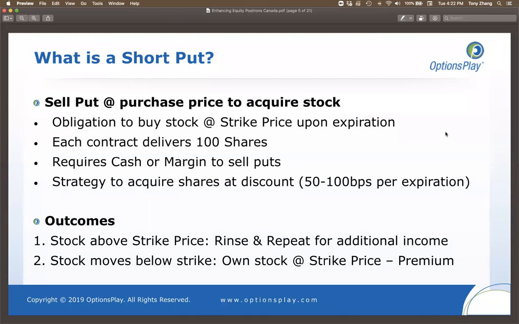So when you sell a put, what happens, right? This is a strategy that I find a lot of beginners, especially when you first learn about a short put, will say that's not for me. There's a lot of risk in that. But you have to really think about what a short put is being compared to.